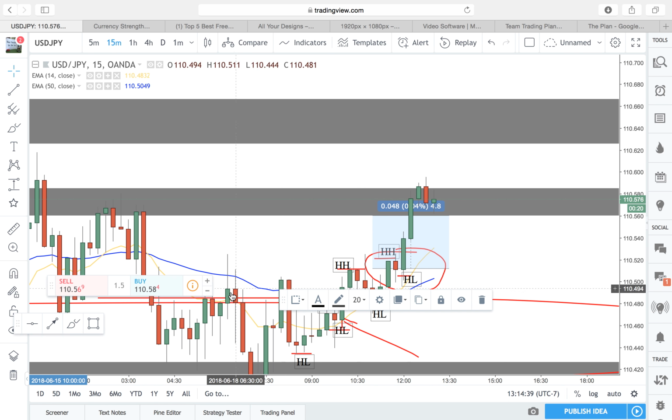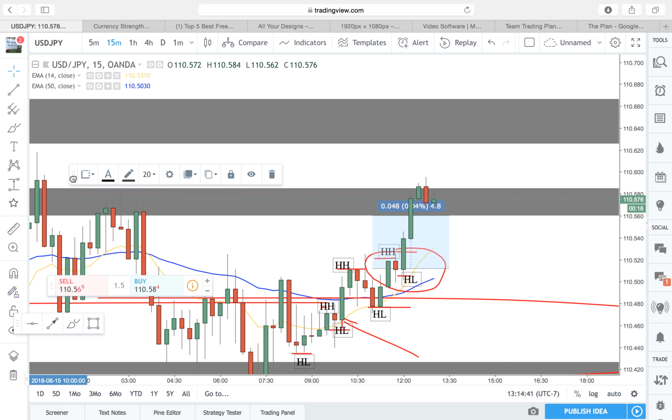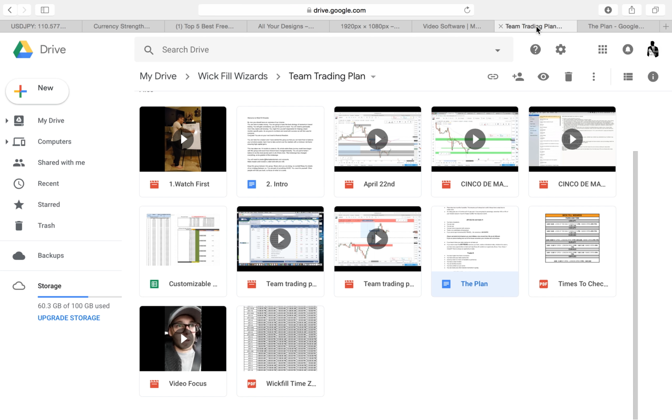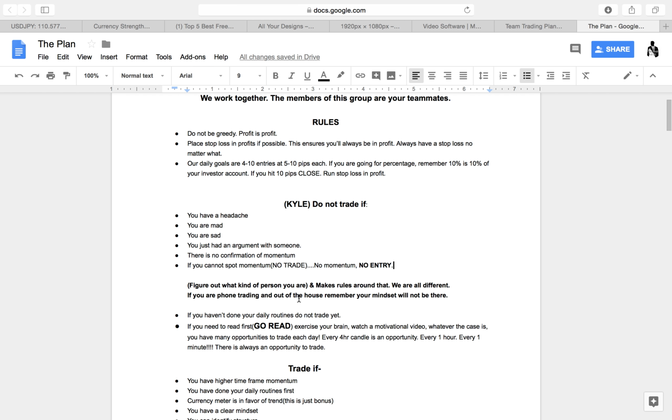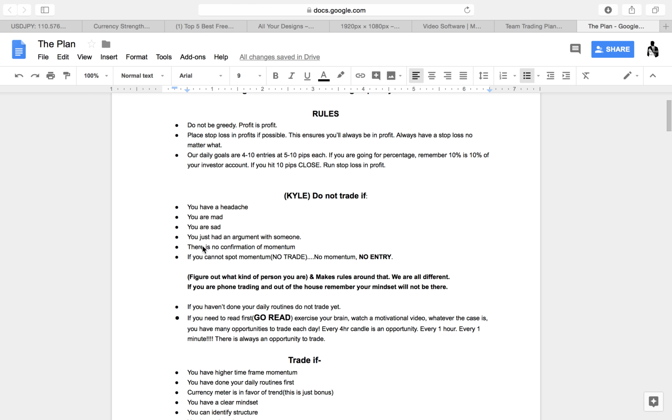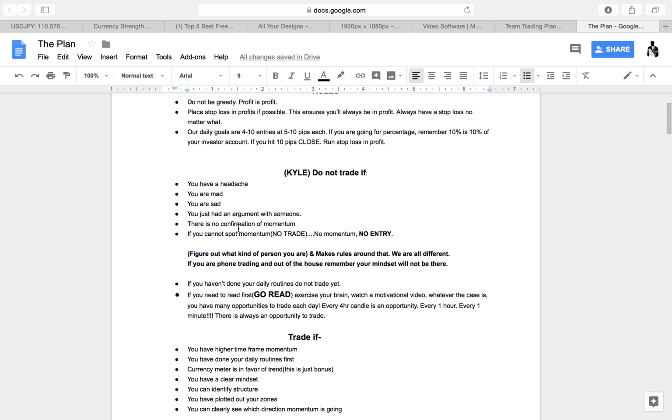You get in for the trade only when you have specific confirmations, right? Like some of my confirmations here. This is part of my trading plan, which is also for the team, right? So Kyle, do not trade if I have a headache, I'm mad, I'm sad, you just had an argument with someone. There is no confirmation of momentum. If you cannot spot momentum, no trade. No momentum, no entry. It's just that simple.